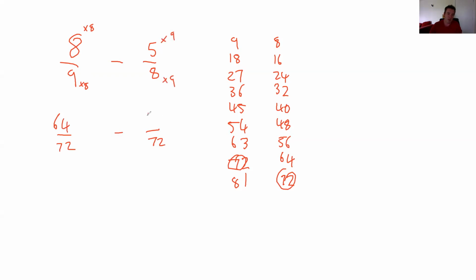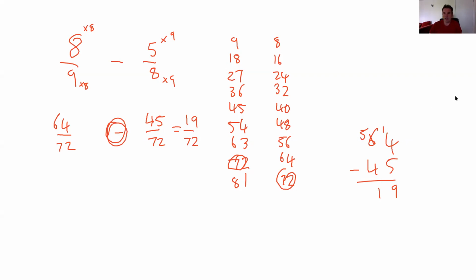5 times 9 is 45. 64 take away 45 is, and if you weren't sure, you could just come over here and go like this, 64, 45. Again, don't ever be afraid to scribble on your test papers. Let's cancel out here. 14 take away 5 is 9, and this is 1. So our answer is 19 over 72. Don't forget to take away. That's often a common mistake. So that's the second example.